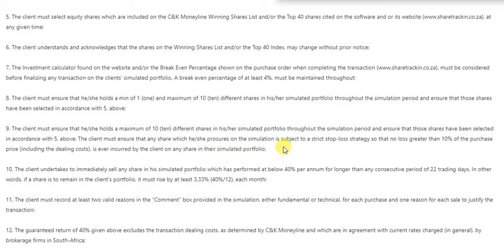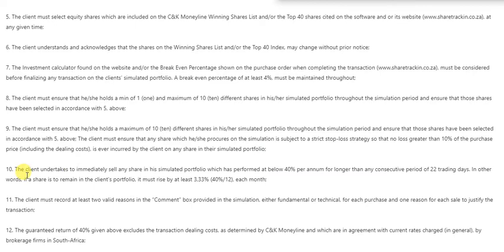This means you are, as specified in point 8, not allowed to buy more than 10 different companies during the 12 months, and also that you are only limited to the top 40 and the winning shares list, and also that you have to keep in mind that your shares are not allowed to fall lower than 10%, which excludes the dealing costs, brokerage fees.